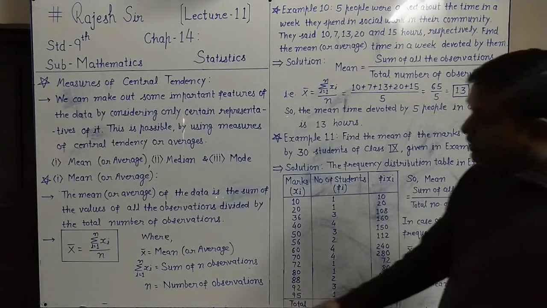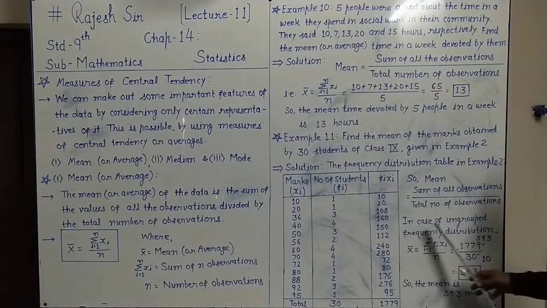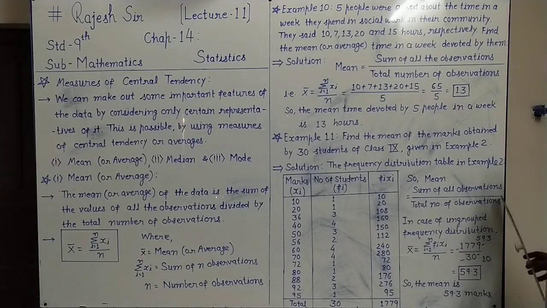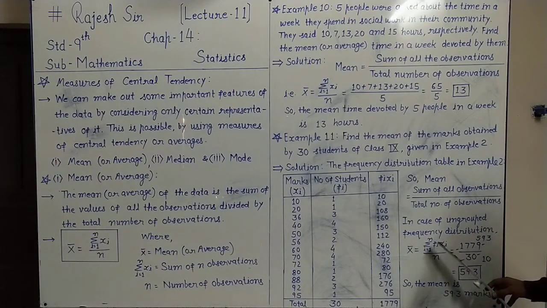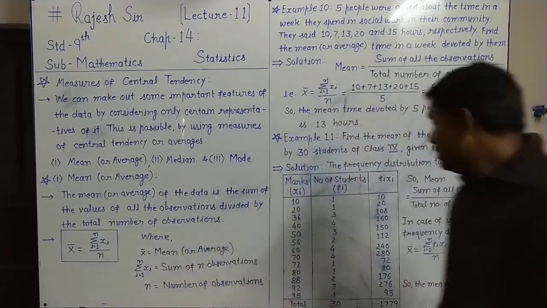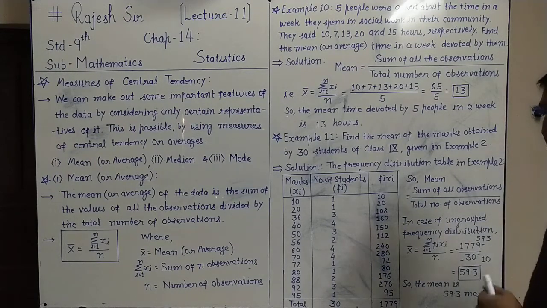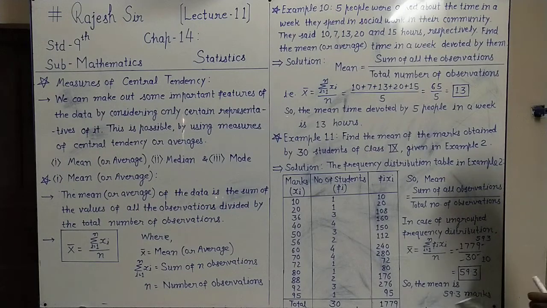So this formula can be modified in a frequency distribution table like this. In case of ungrouped frequency distribution, x bar equals the sum of all the observations, which will be modified as sigma i running from 1 to n as it is, but in place of only xi, we will sum fi xi upon n. This will also give the sum of all the observations in a frequency distribution. So it will be easy to do the sum this way.